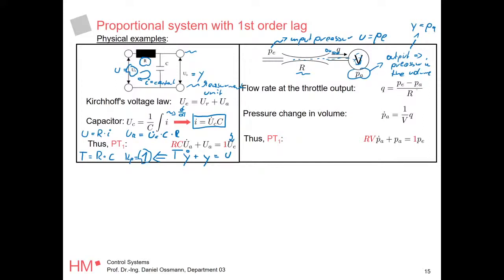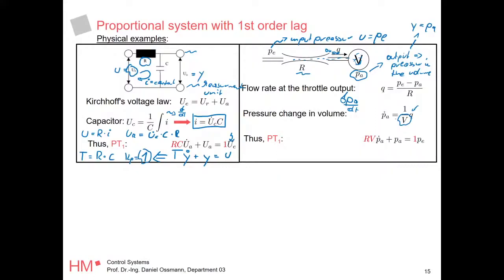Okay, so now let's think about how the pressure is changing in here. The pressure P_A changes, dP_A after dt, depending on the flow rate. If we have a big flow rate, the pressure is increasing, but obviously the volume also plays a role here, so we need to multiply by 1 over the volume. If the volume is big, for the same flow rate, the pressure change is going to be slower.